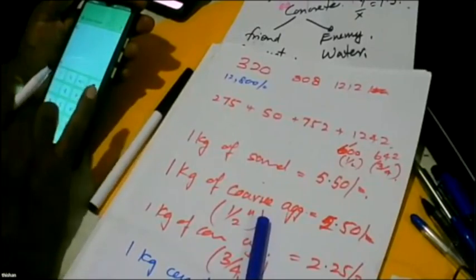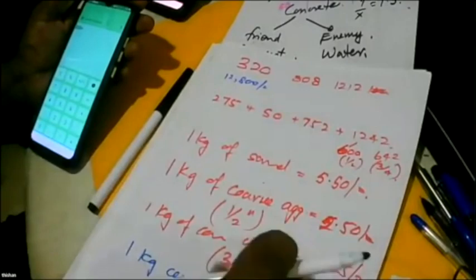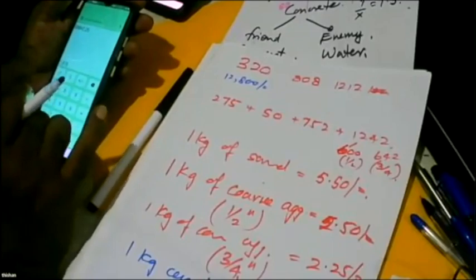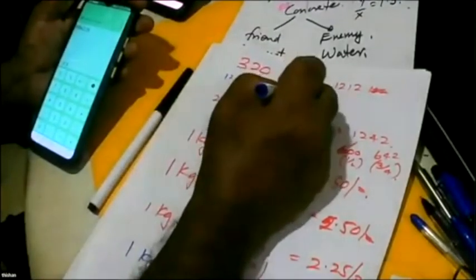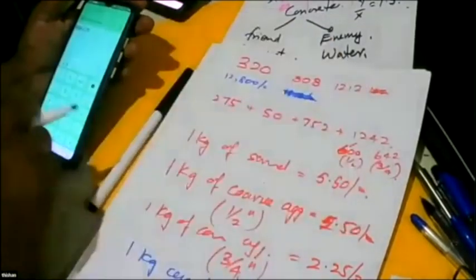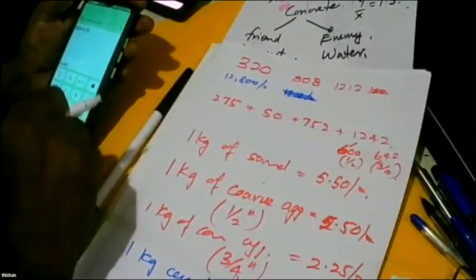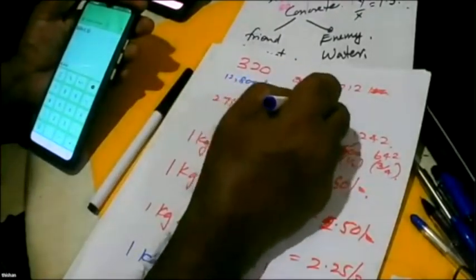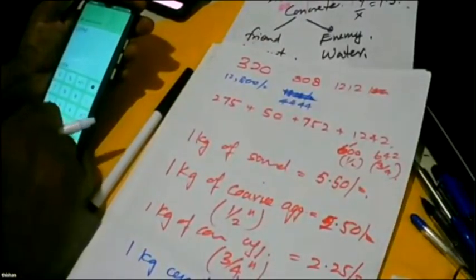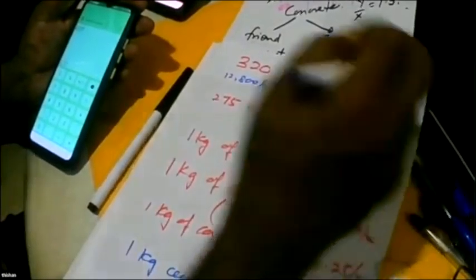808 multiplied by 250. Say 225. Oh no, I got it wrong. This multiplied by 550. 808 is sand multiplied by 550, and that is 4,444. And 1212 has to be multiplied by 225. That is 2727. Now you can see the addition.